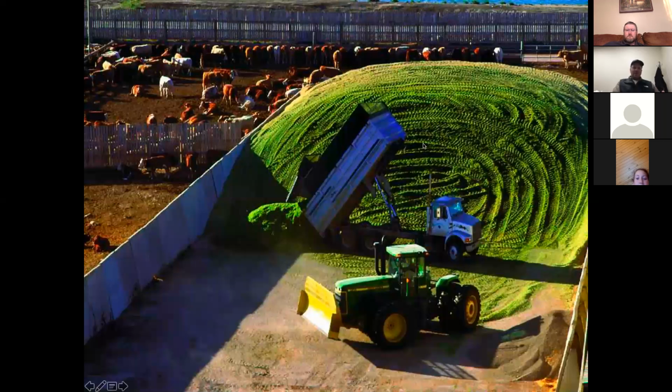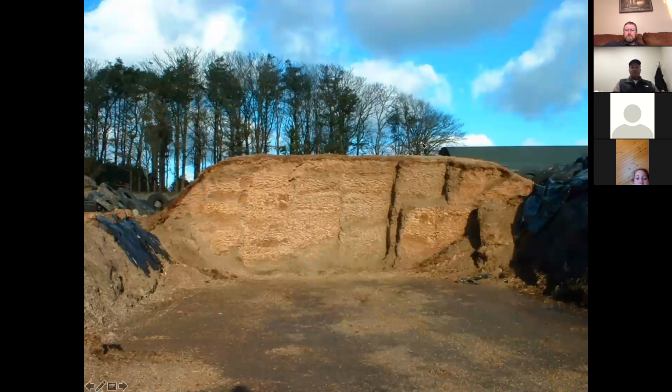Here would be a silage pit. You can see it kind of forms a crust around the edge that kind of maybe isn't the highest quality, but underneath it is where it's fermented and it preserves.